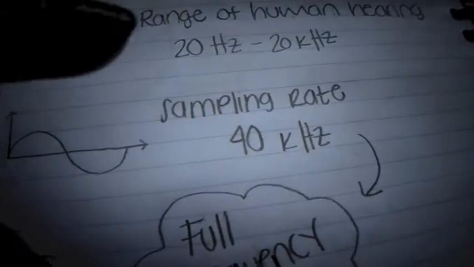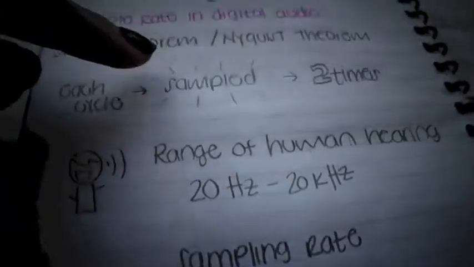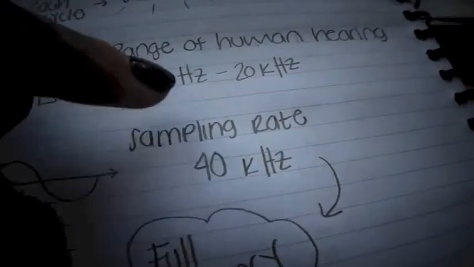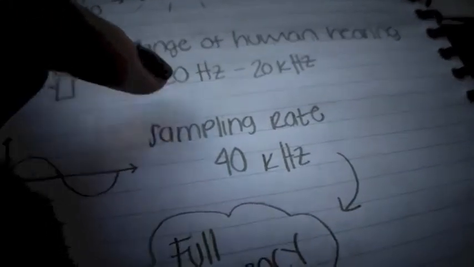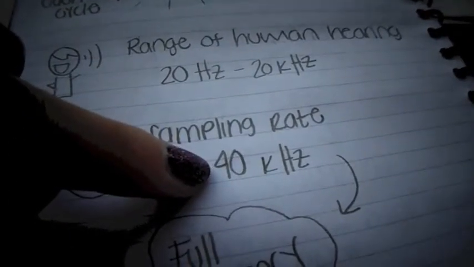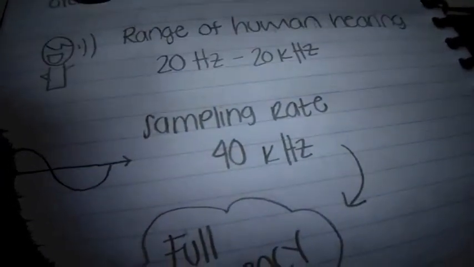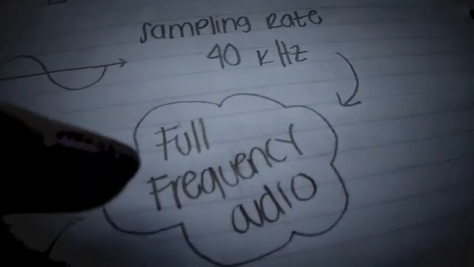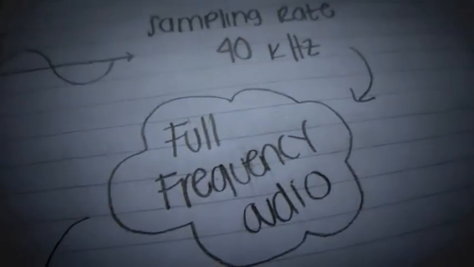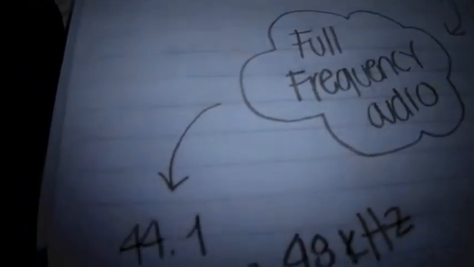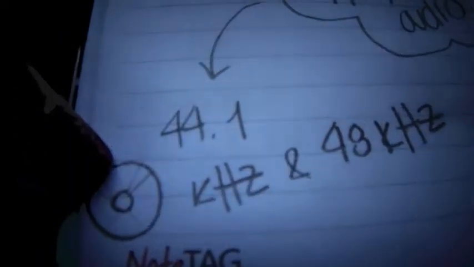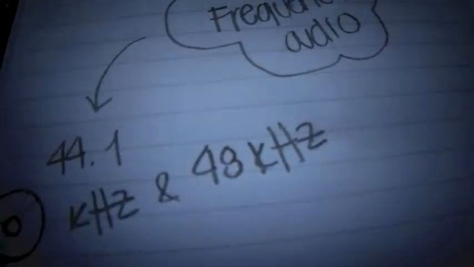Now the sample rate in digital audio, according to this theorem, has to be twice this range of human hearing. So the sample rate has to be at least 40 kHz. That's an acceptable sampling rate to get the full frequency audio. But most devices nowadays have a frequency of 44.1 kHz, like a CD, or 48 kHz.